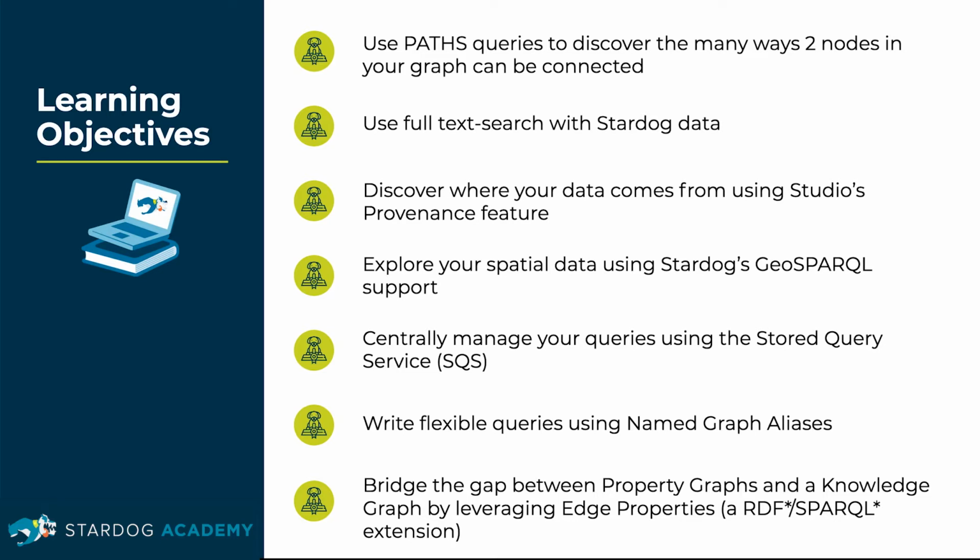In this training session, you will learn how to use path queries to discover the many ways two nodes in your graph can be connected. Use full text search with Stardog data. Discover where your data comes from using Studio's Provenance feature. Explore your spatial data using Stardog's Geospatial support. Centrally manage your queries using the Stored Query Service, or SQS. Write flexible queries using named graph aliases. Bridge the gap between property graphs and a knowledge graph by leveraging edge properties and RDF SPARQL-star expansion.